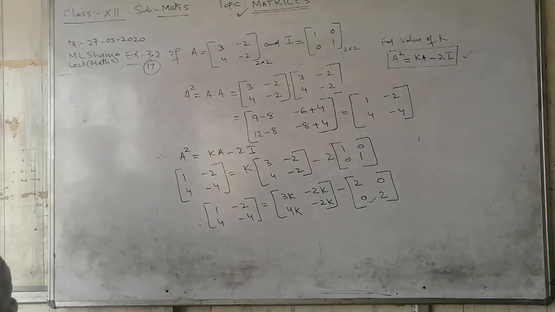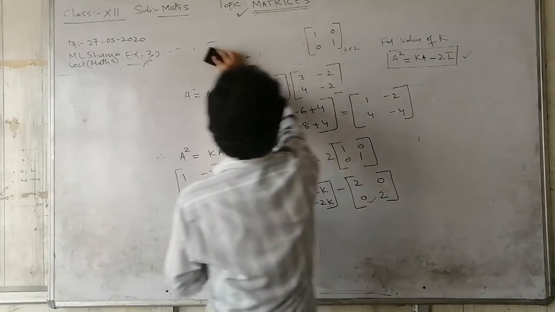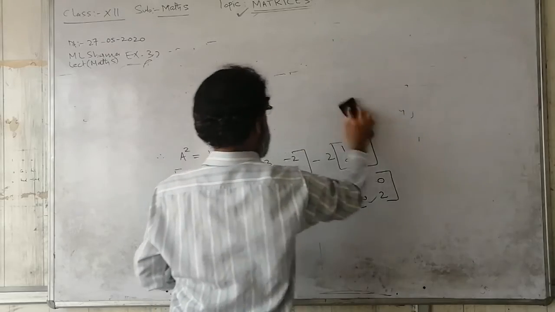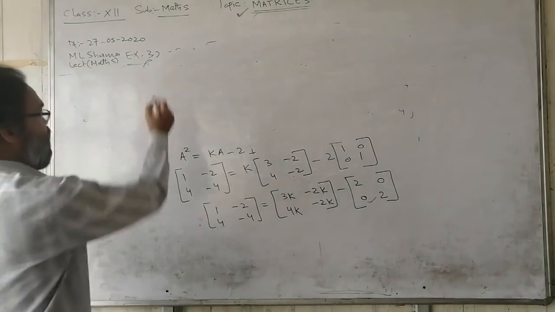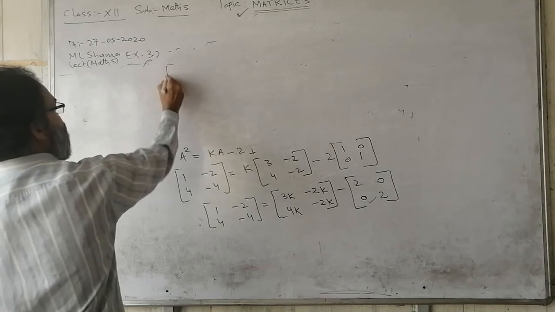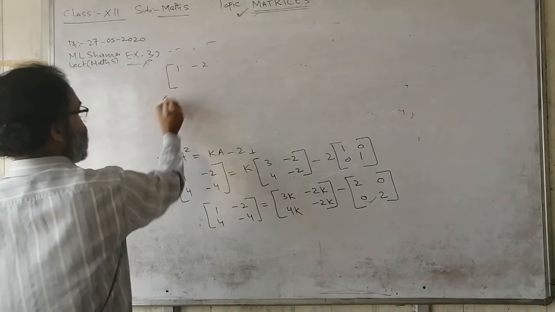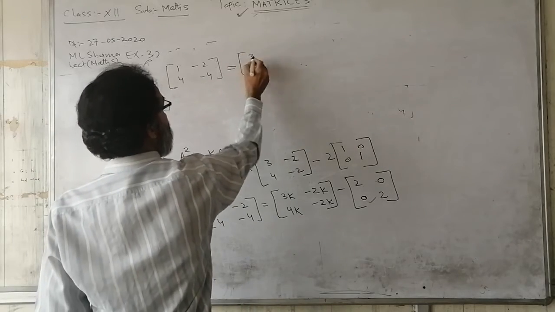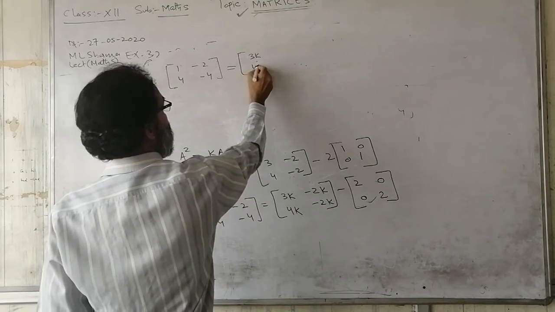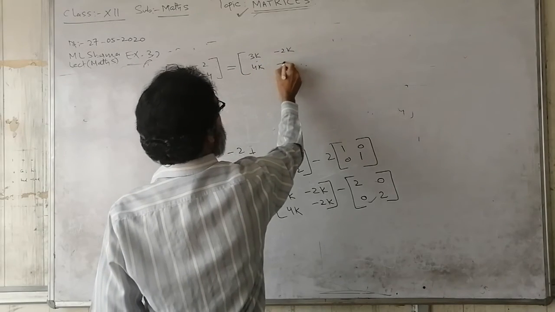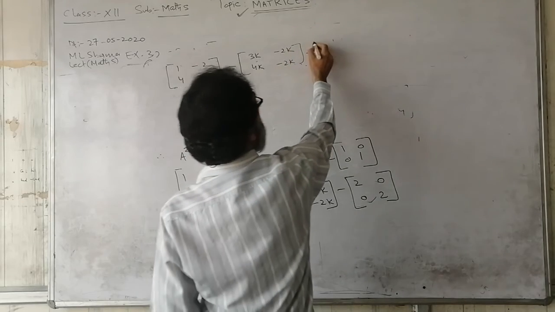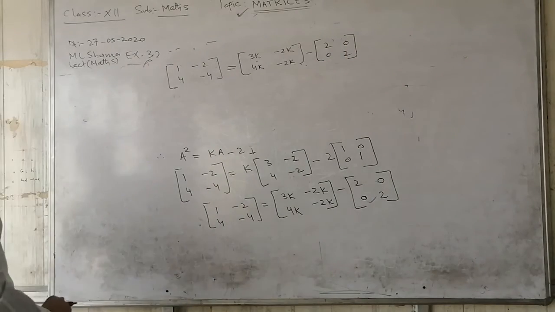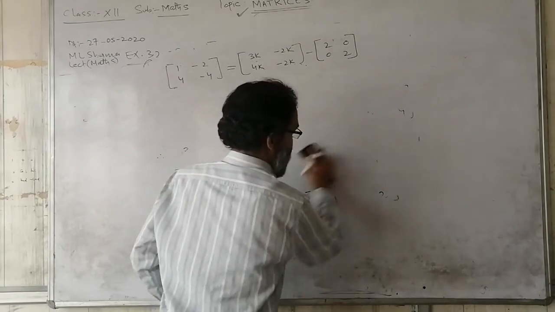So after this I have 1 minus 2, 4 minus 4 is equal to 3K, 4K, minus 2K, minus 2K and minus 2, 0, 0, 2. So I can further simplify.